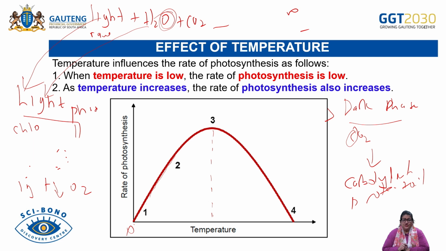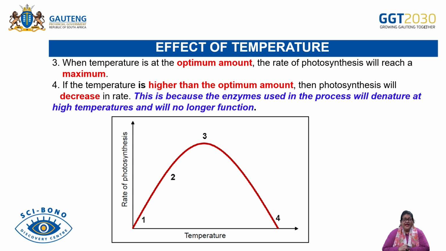Okay, learners, do you remember what happens to plants when they're exposed to very high temperatures? Yes, the enzymes are going to denature. Can you see that word? So let us look at it.